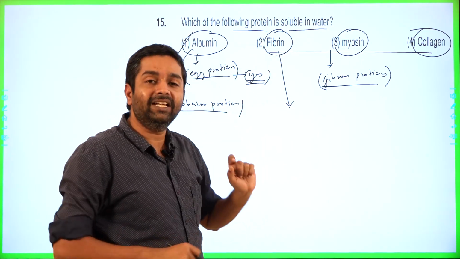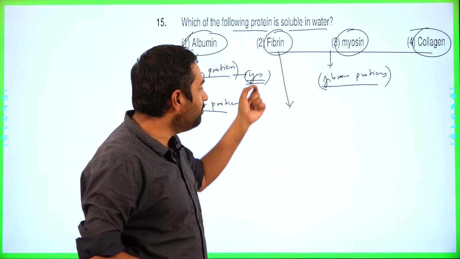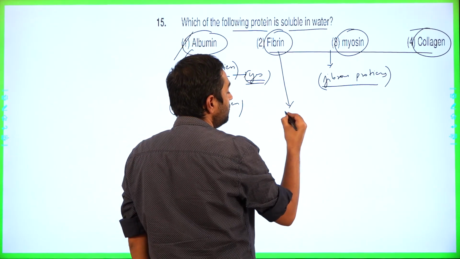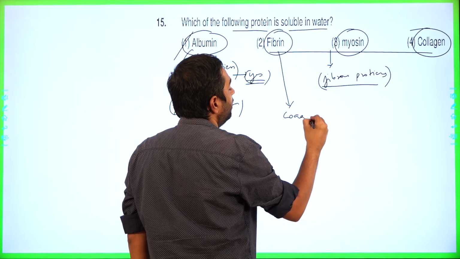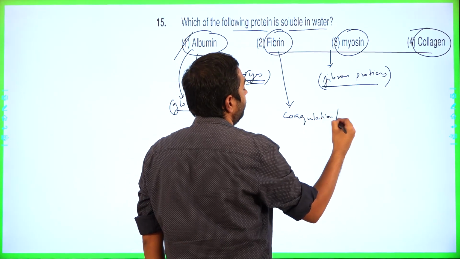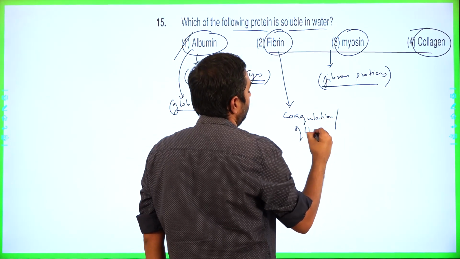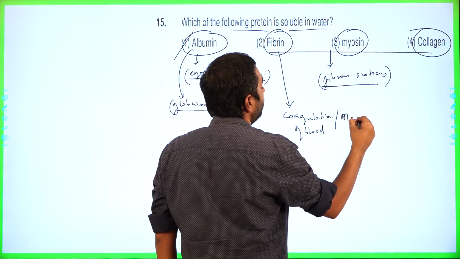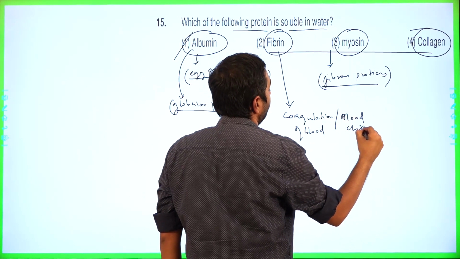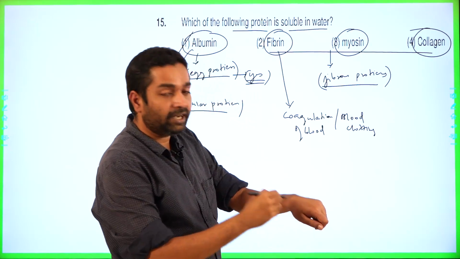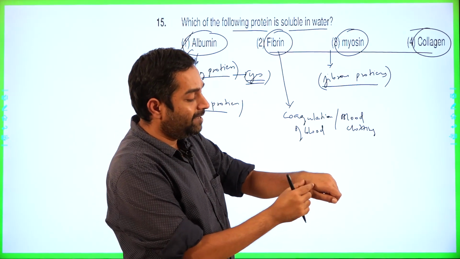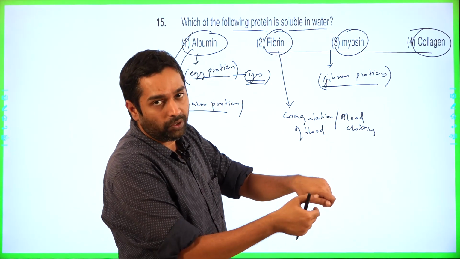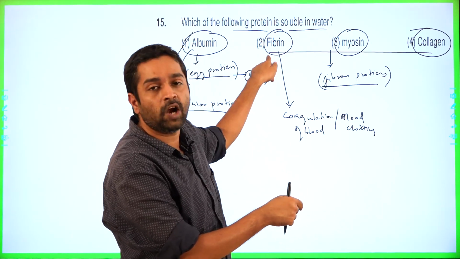When it changes into fibrin, fibrin is the one responsible for the coagulation of blood, or blood clotting. For instance, let's say I have a cut on my hand. That blood will basically be leaking out. When it is leaking out, fibrin is not present.